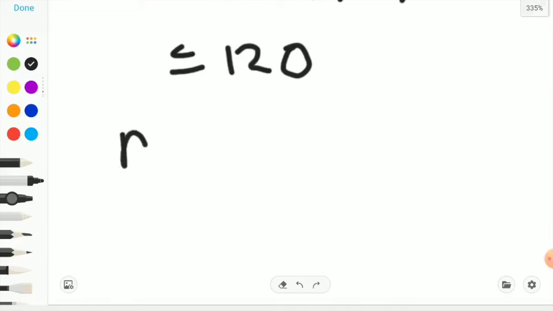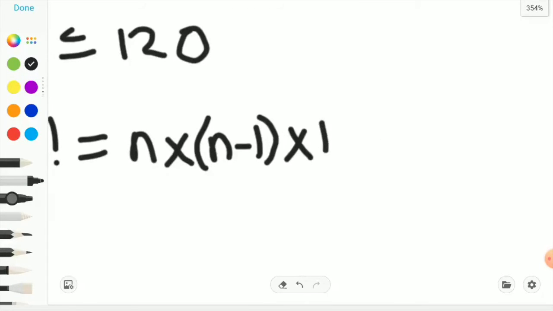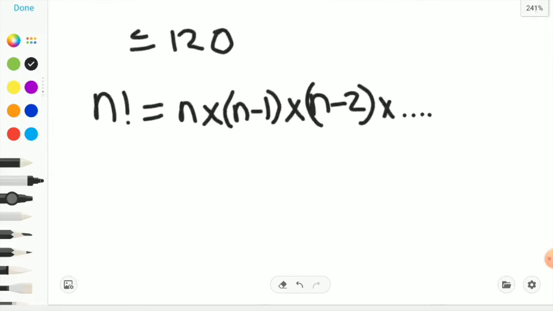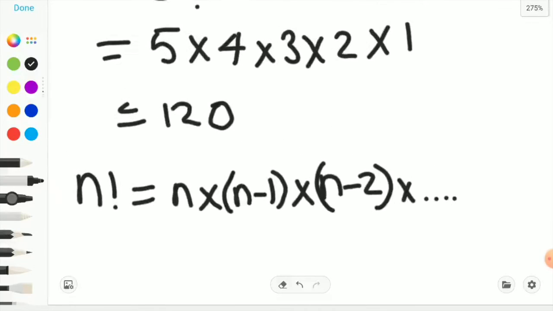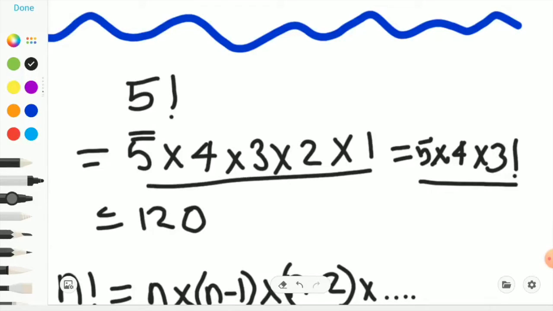If you had n factorial, this is equal to n times n minus 1 times n minus 2 times and so on. Or if you want to partly simplify this, you could just say 5 times 4 times 3 factorial. This is the same thing as this and this, because 3 factorial is the same thing as this.